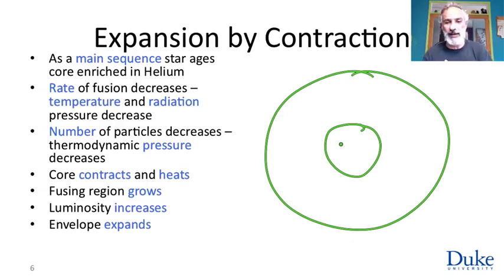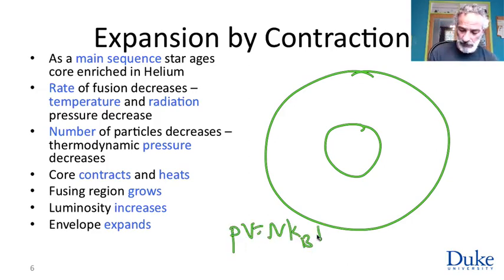But another thing that happens, and it turns out to be the dominant effect, is that when particles undergo fusion, 4 hydrogen atoms are converted to 1 helium atom. And if you remember our PV equals NkT, what's really going on is the number of particles is decreasing, because 4 protons have only made 1 alpha particle. When the number of particles decreases, the pressure goes down.